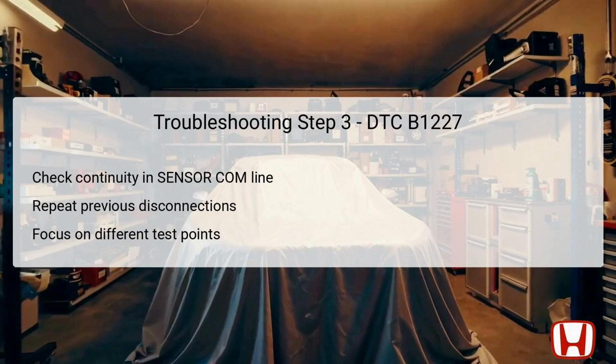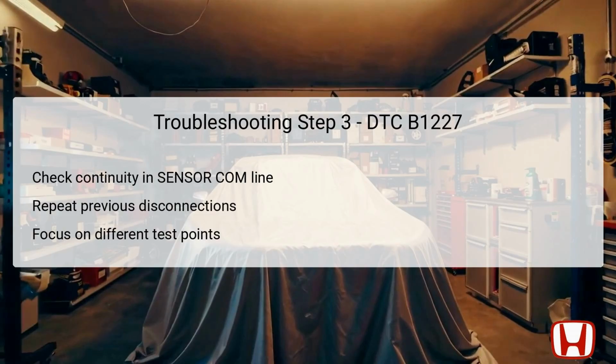Moving to the third troubleshooting step, continue checking for continuity, but this time, focus on the sensor COM line. Maintain the vehicle in the off mode and ensure that the climate control unit connector A and the outside air temperature sensor connectors remain disconnected. The test points in this case will be pin 12 of the climate control unit connector and pin 1 of the outside air temperature sensor connector.